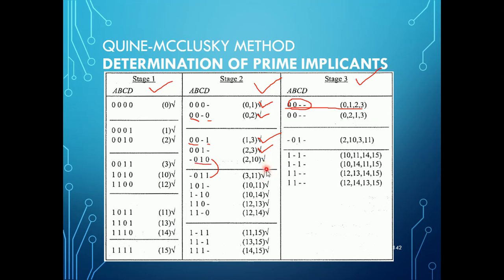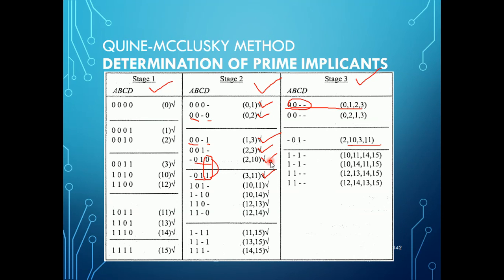So that's why 0 1 0 matches with 0 1 of this, and this particular thing, that is 0 changes to 1, can be written as dash. So that's why we mark 2 10 and 3 11. Okay, so that's what we have written here, 2 10 3 11 can be written as dash 0 1 dash.